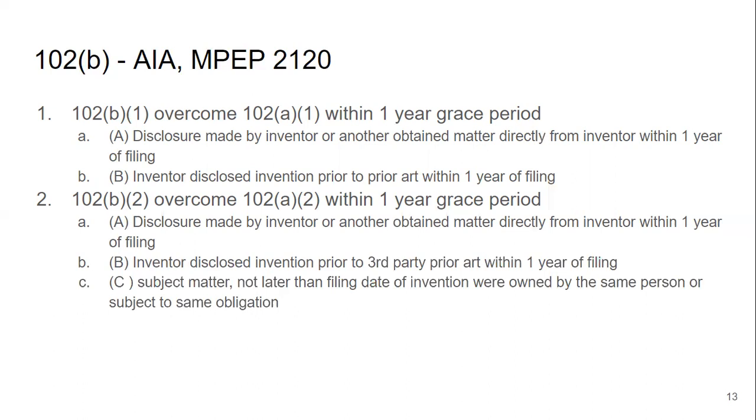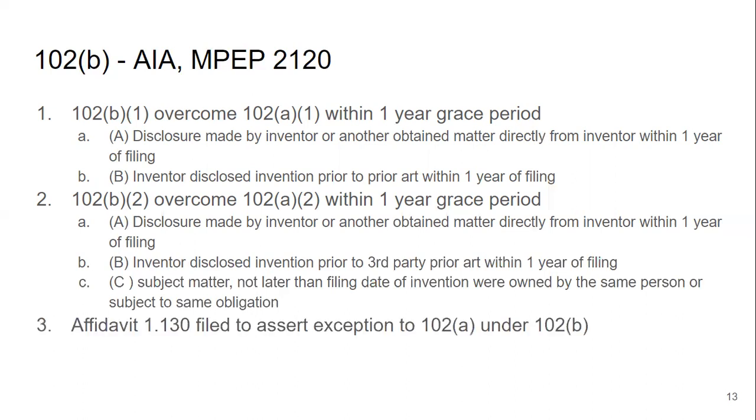And so that's when subject matter was under some obligation to assign, or it came out of a result of the joint research venture. And so the affidavit 1.130, which we'll talk about here in a moment, is filed to assert the exception to 102(a) under 102(b). So now we'll go into what that looks like, asserting the exception.